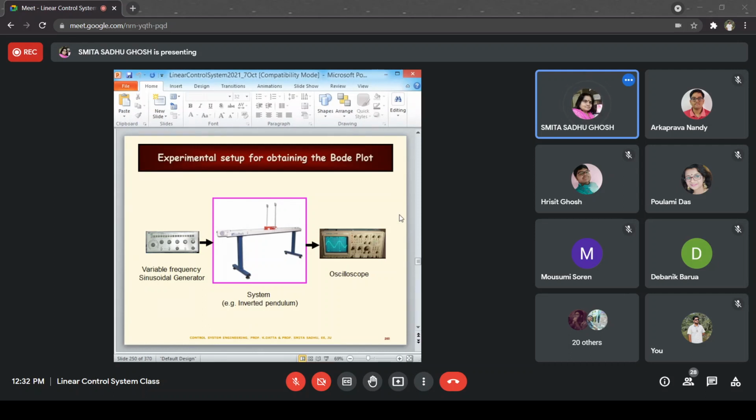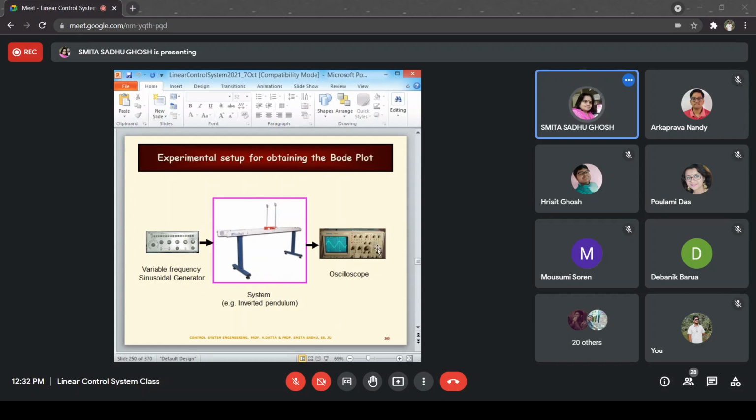Anyway, what I've shown here is the block in the middle, which is some system. Specifically one system is shown here. This is an inverted pendulum, but it is trying to denote a system. Whatever system you have, that will be here. Now, how to obtain the Bode plot experimentally? For that, first of all, you are going to require something in which you can see the signal. The output signal has to be observed. So for that, put an oscilloscope here.